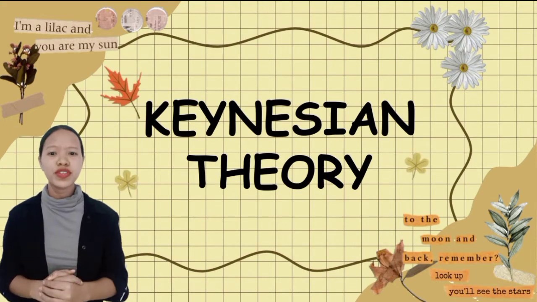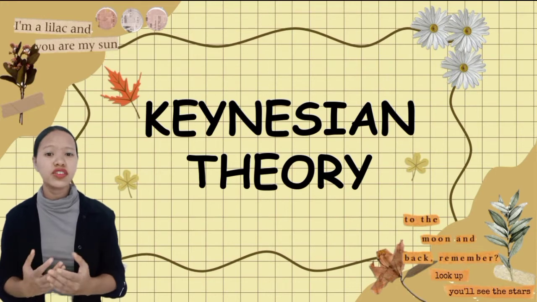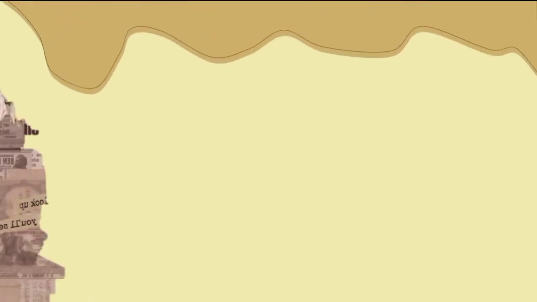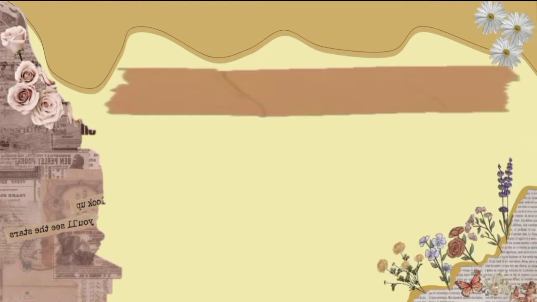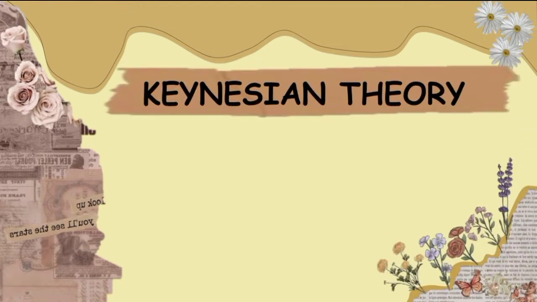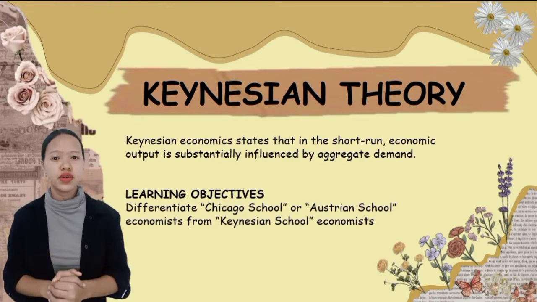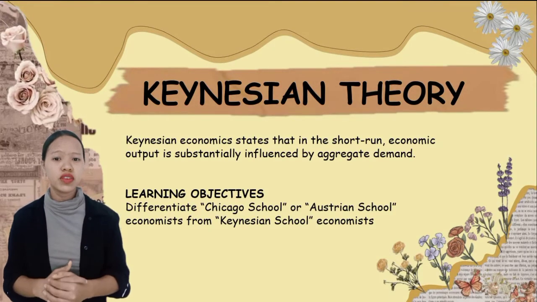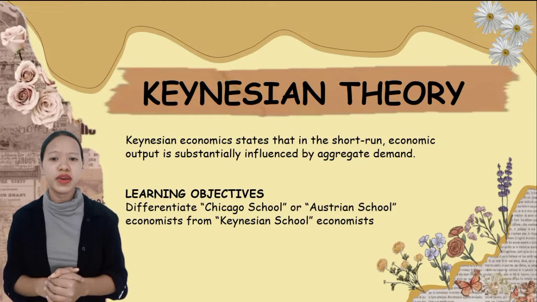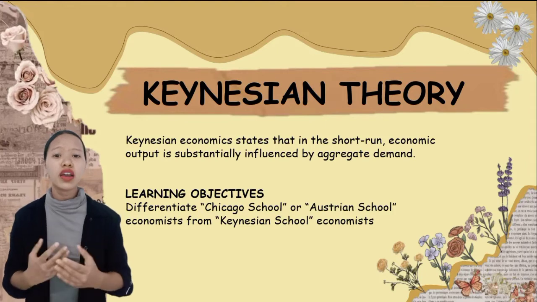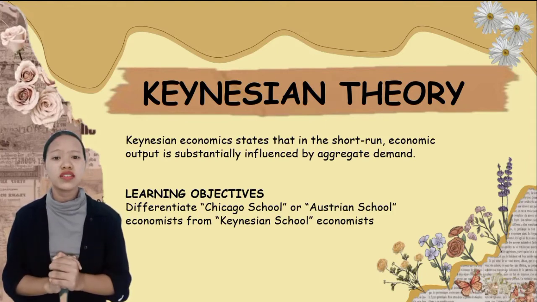And now we are going to proceed with our second topic, which is the Keynesian theory. So Keynesian theory. Keynesian economics states that in the short run, economic output is substantially influenced by aggregate demand. This means that in Keynesian economics, even in a short period of time, economic output, which is the value of all sales of goods and services, is greatly influenced by aggregate demand, which is the total quantity of goods.